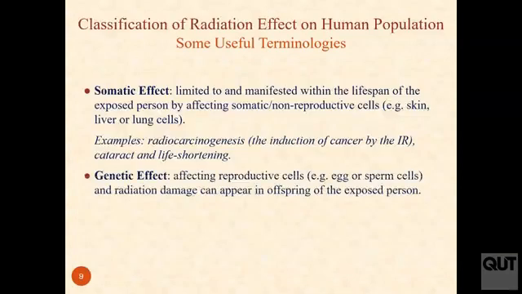A somatic effect is limited to and manifested within the lifespan of the exposed person by affecting somatic or non-reproductive cells, so the skin, liver, lungs, pretty much any organ. Examples can be radiocarcinogenesis, so induction of cancer by the ionizing radiation, cataracts, life shortening, that sort of stuff. Genetic effects affect reproductive cells, so egg or sperm cells, and the radiation damage can appear in the offspring of the exposed person.